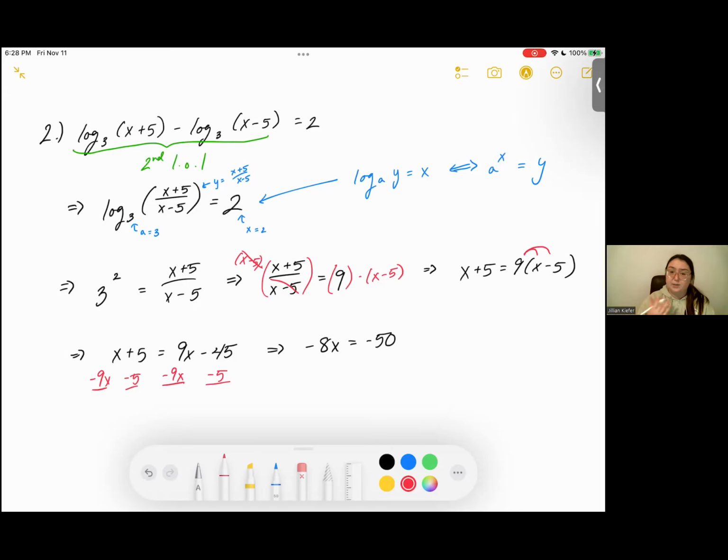Once again, solving for x, we're going to divide each side by negative 8. And finally, we get x is equal to 50 over 8, which is also 6.25.